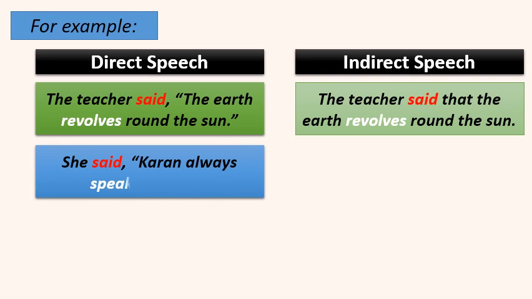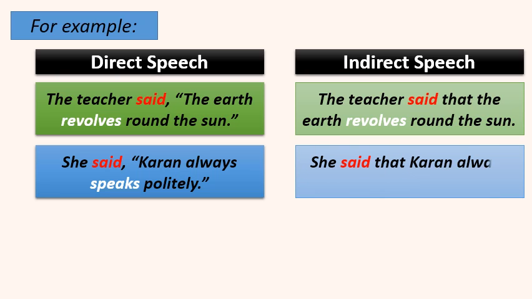Same with another example also. She said, "Karan always speaks politely." Fine. So as you can see, it is here a habitual fact that Karan is always speaking politely. So now when you convert it into indirect speech, there will be no change. Means the simple present tense does not change into the corresponding simple past tense and remains unchanged. Fine. So the sentence will be, she said that Karan always speaks politely.